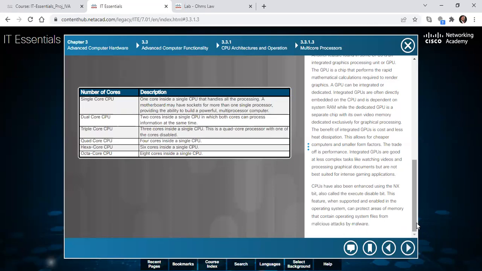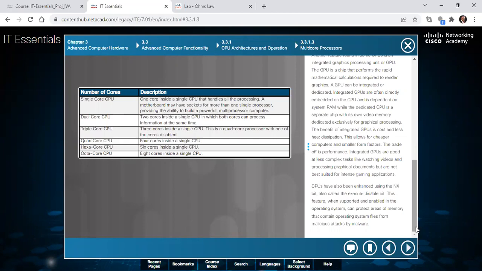So a GPU is a separate chip with its own video memory dedicated exclusively for graphical processing. So the benefit of an integrated GPU is cost and less heat dissipation. This allows for cheaper computers and smaller form factors to come on board. The trade-off is performance, okay? The trade-off is actually performance. Integrated GPUs are good at less complex tasks, like watching videos and processing graphical documents, but are not best suited for intense gaming applications. All right.